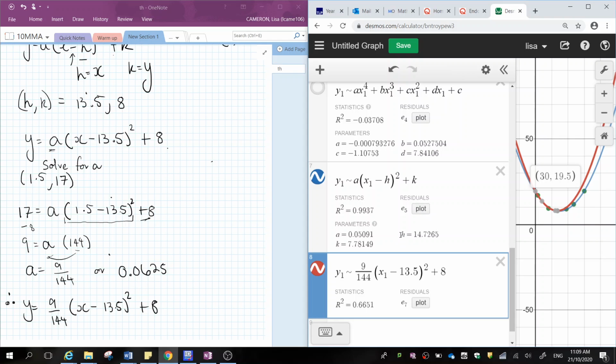And if you want to get even better, you could work out an average of those two a scores, taking one from each side, and then comparing the regression scores. But that is turning point form.